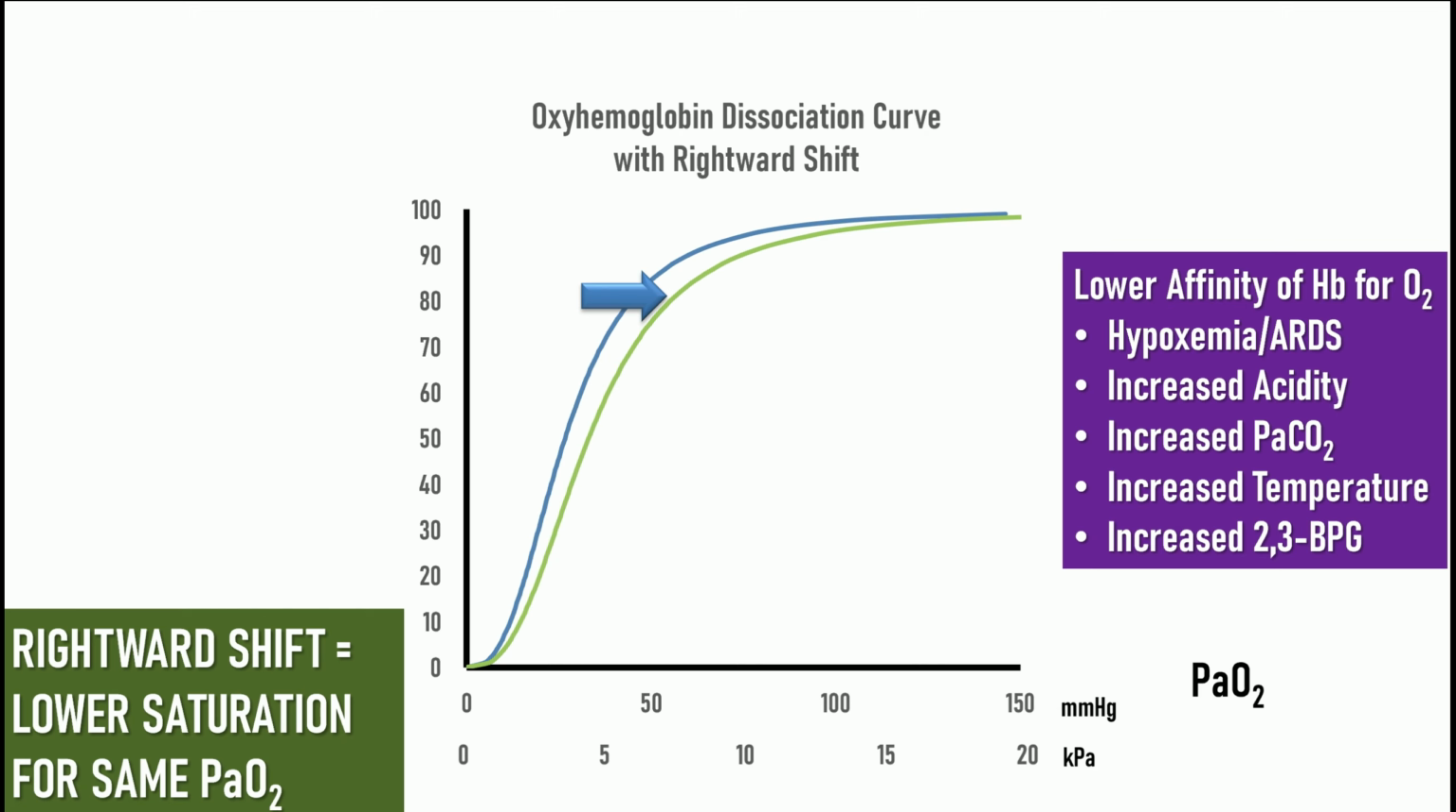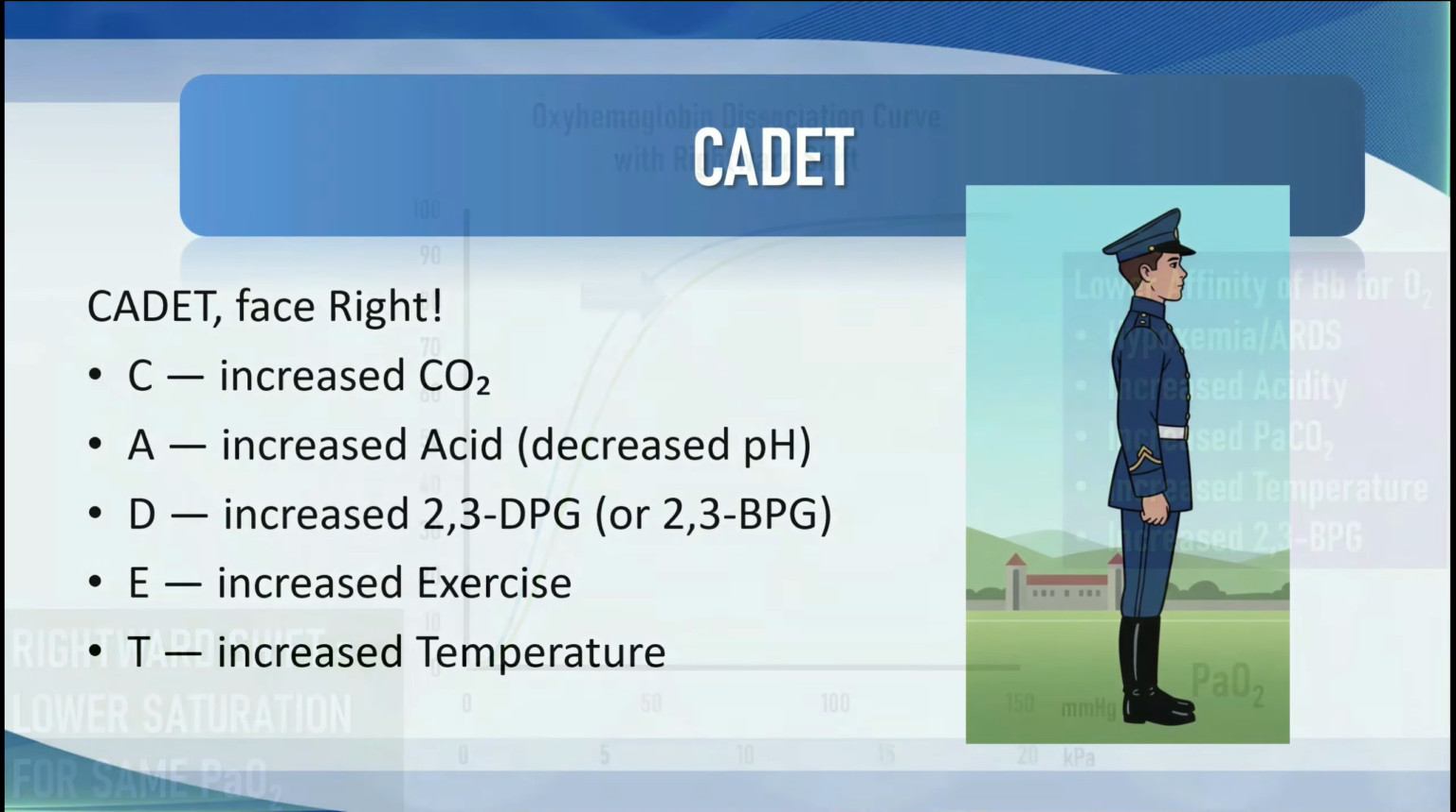The mnemonic for changes to the right is CADET. C-A-D-E-T. C for increased carbon dioxide. A for increased acid or reduced pH. D for increased 2,3-DPG, which is more correctly known as BPG. E for increased exercise or increased cardiac output, situations such as sepsis. And T for increased temperature.